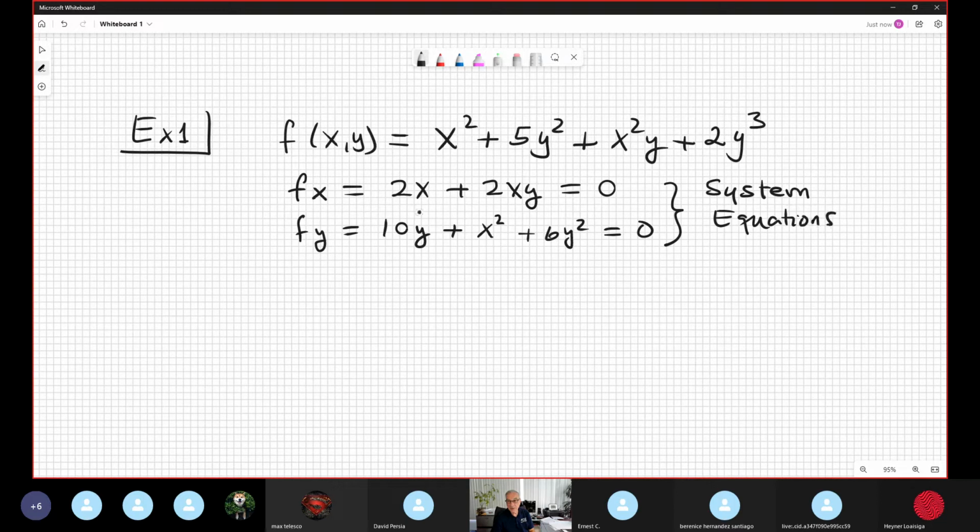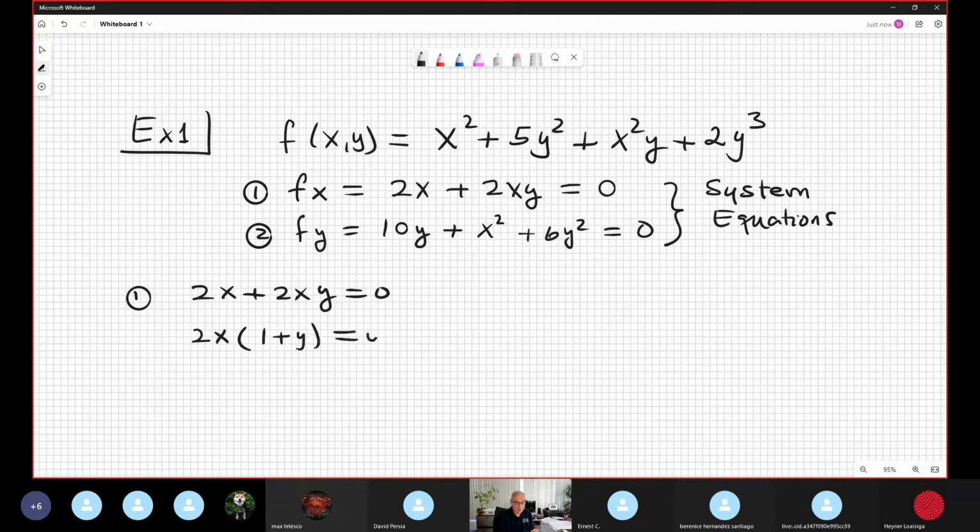Okay. And you try to do your best. The problem I put here is no big deal, but some problems are horrible. For example, you take the first equation. This is equation 1, this is equation 2. You take the first equation: 2x plus 2xy equals 0. And you factor out 2x. We have 2x times (1 plus y) equal to 0. Applying the zero factor theorem, x is 0 and y is negative 1.